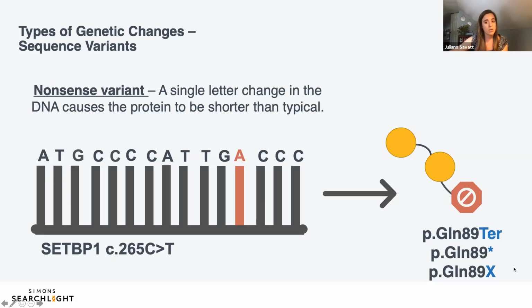If you're looking at your report, you can tell if it's a nonsense variant in that P period or that description of the protein change. There'll be either a TER, short for termination, a star, or an X to note that there's an early stop signal.